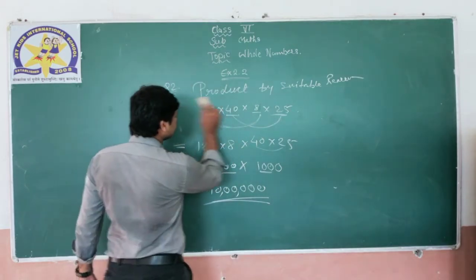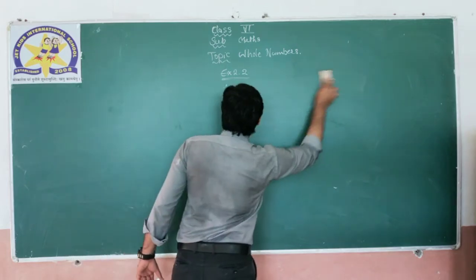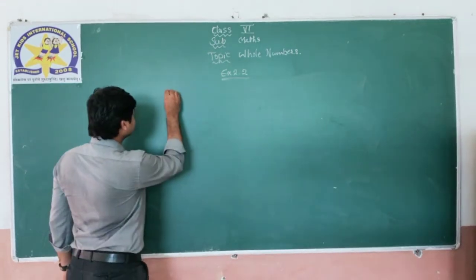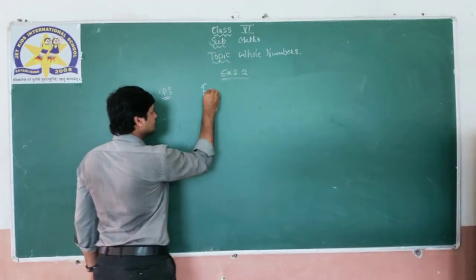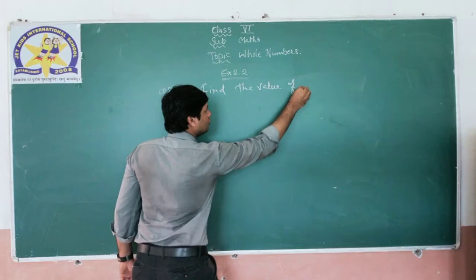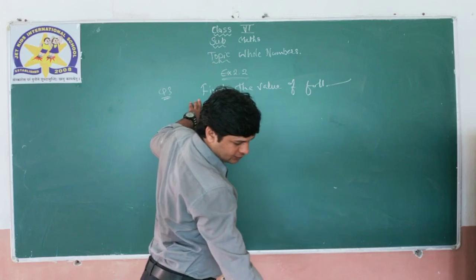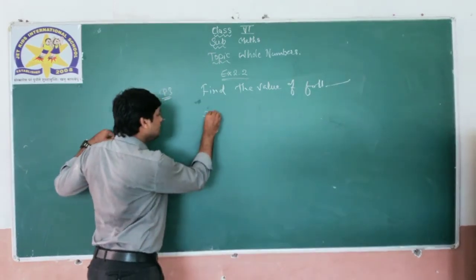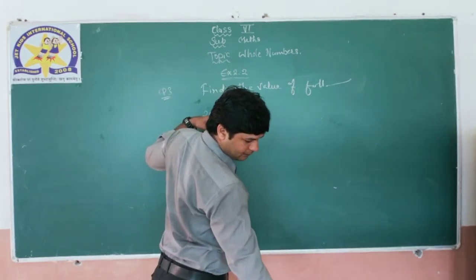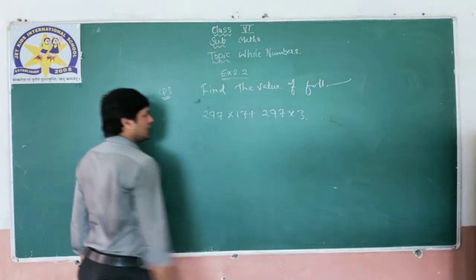Question third is find the value of the following. Okay, now important thing. Clear? Hope you understood. So the question is 297 multiplied by 17, then plus 297 multiplied by 3. Okay, how will you do it?